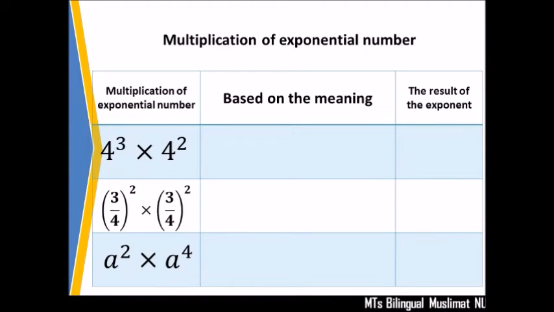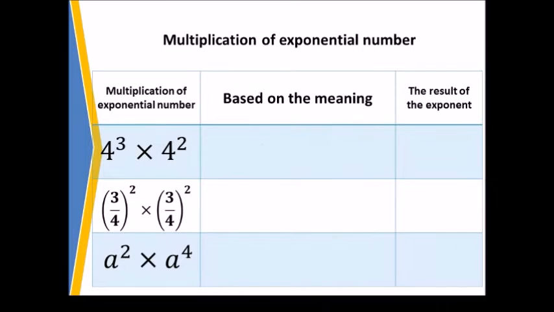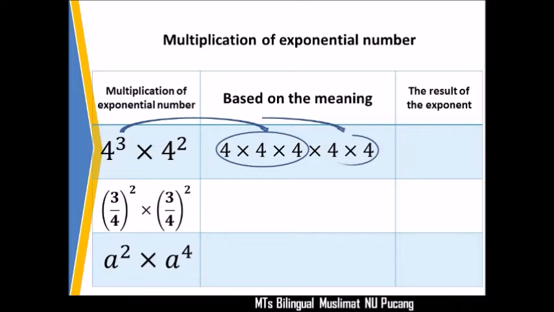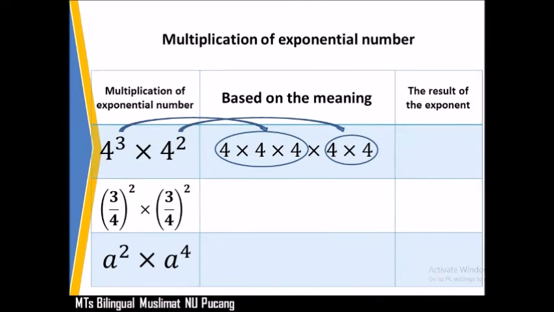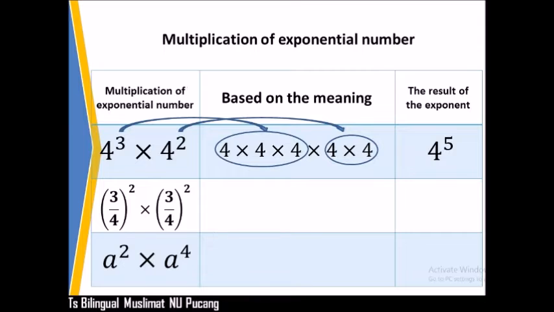Next, I will explain about multiplication of exponential numbers. The first multiplication of exponential numbers: 4 to the power of 3 times 4 to the power of 2. Based on the meaning, 4 to the power of 3 equals 4 times 4 times 4, and 4 to the power of 2 equals 4 times 4. So the result is 4 to the power of 5.